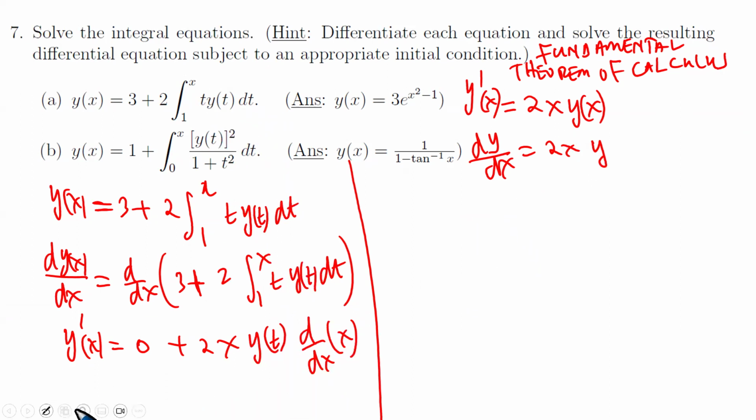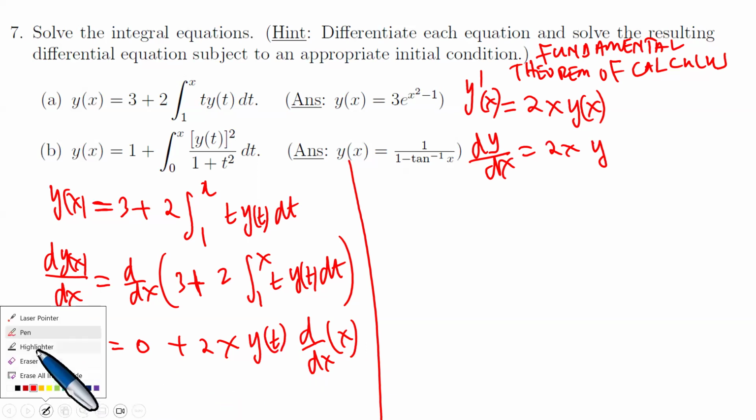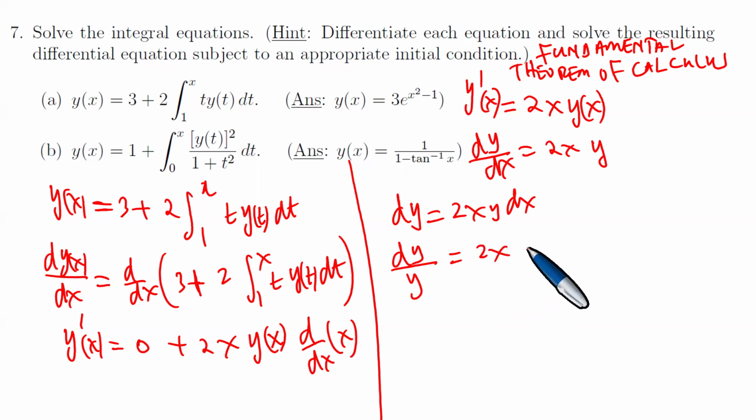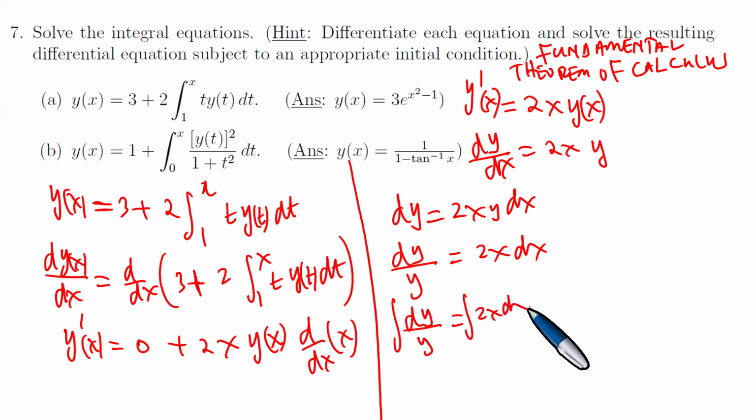And then you also have y of x. The y prime is dy dx, which is 2xy. You cross multiply and you get dy equals 2xy dx, which means dy over y equals 2x dx. You get the integral of dy over y equals the integral of 2x dx.